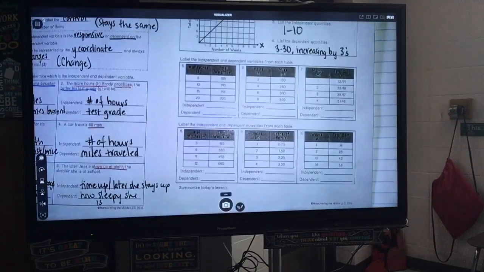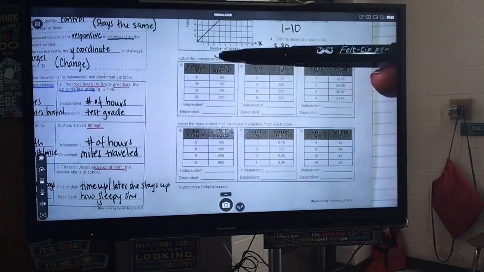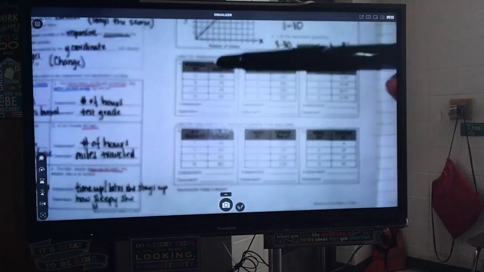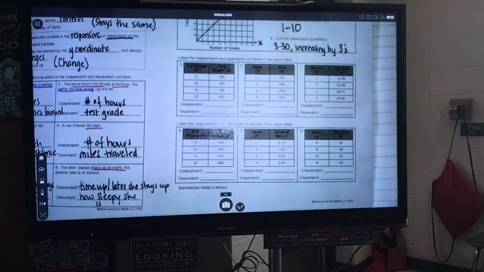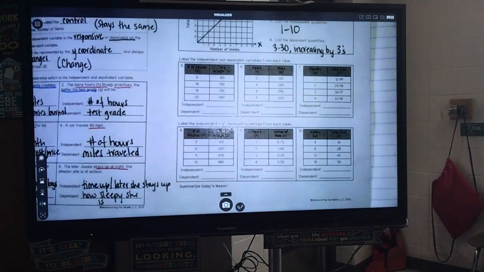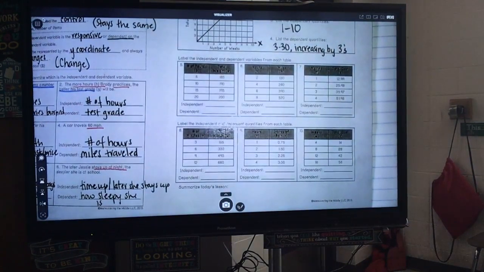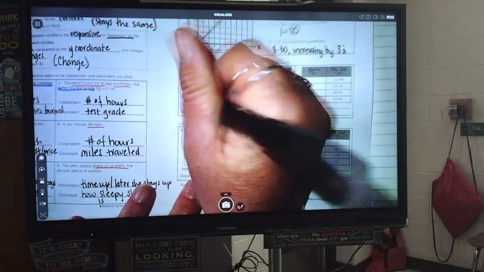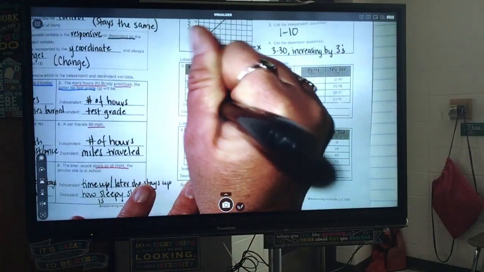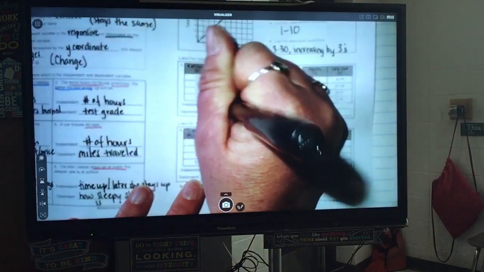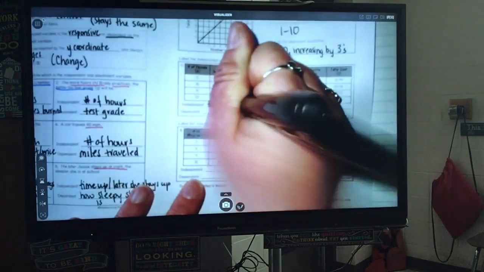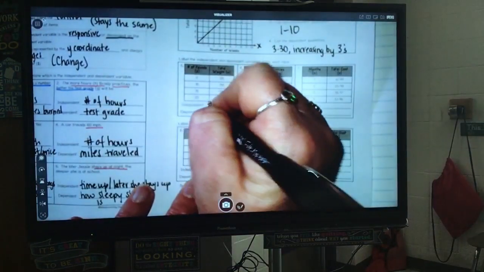Alright, so it says, number of pounds, which is represented by P, and the total weight. So, which one is our independent variable? Number of pounds or total weight? Raise your hand, please. Fine. It's the number of pounds. And then obviously, we'll determine the total weight.